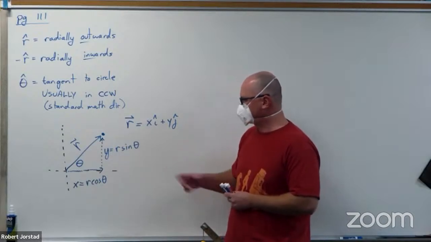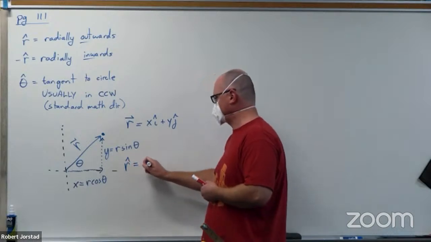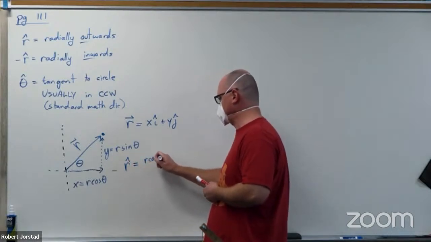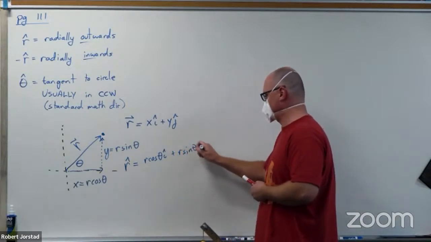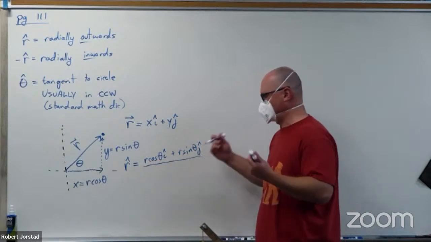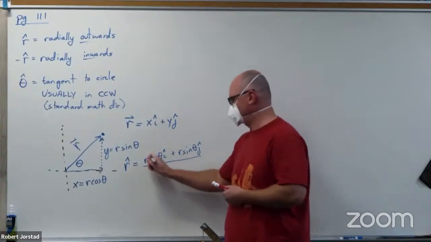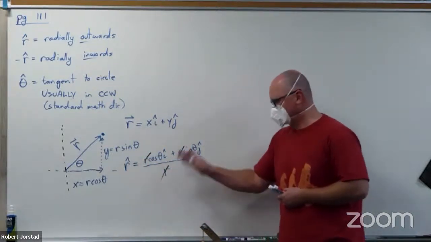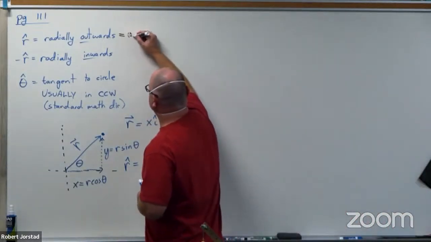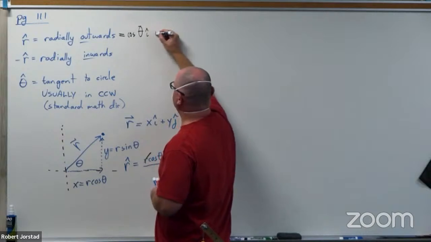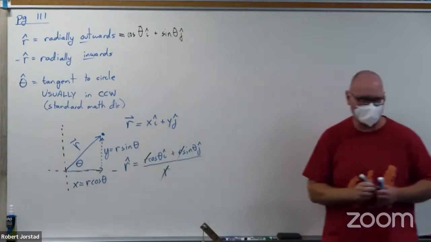Okay. Well, check this out. What is R hat? That's going to be R cosine theta in the I hat plus R sine theta in the J hat, all this divided by the magnitude. Well, the magnitude is R. When you drop this out, there's an R in every term. Notice we get cosine theta in the I hat plus sine theta in the J hat. That's where I got that from.